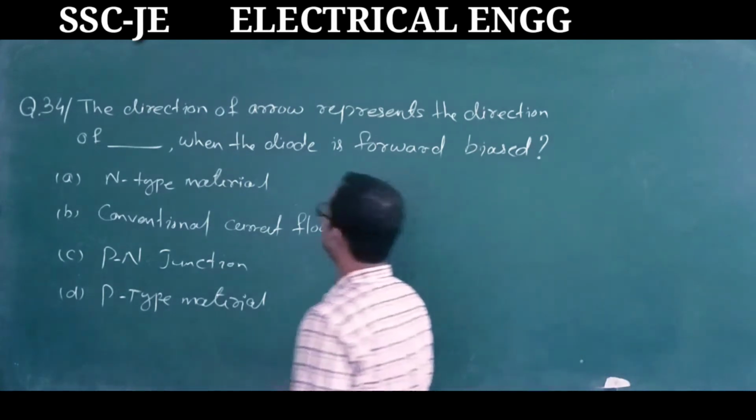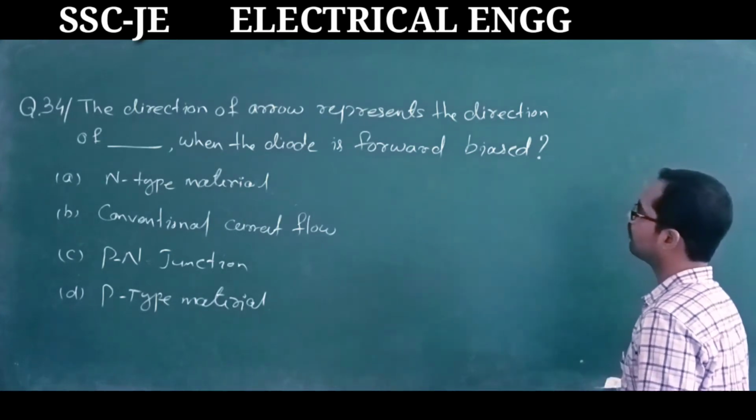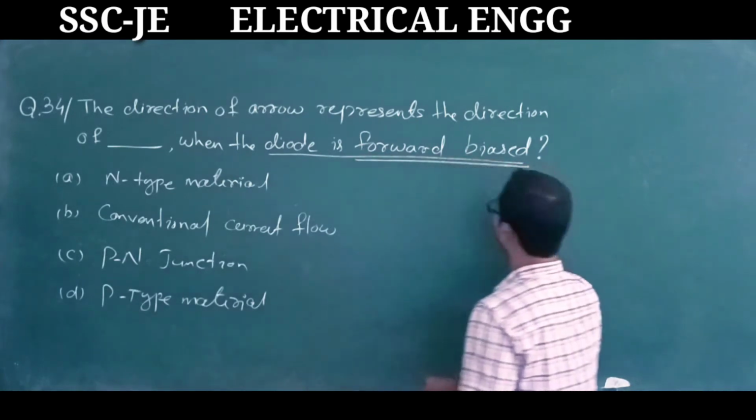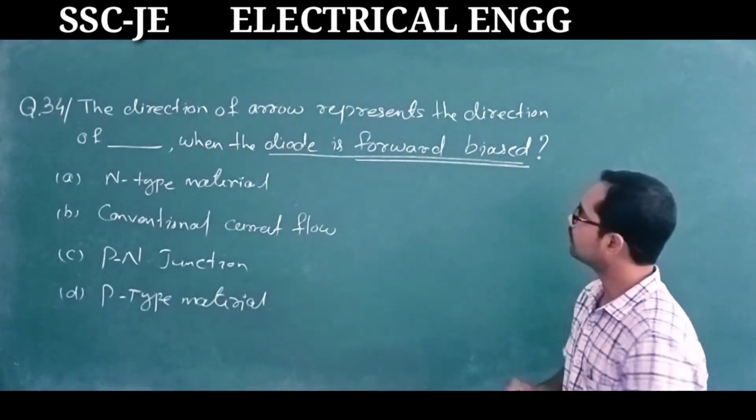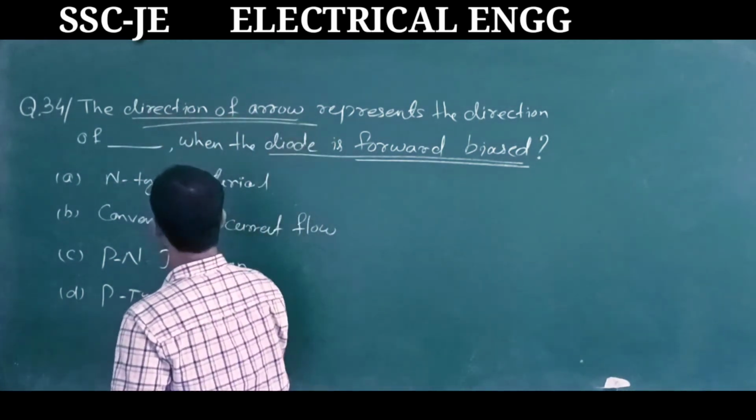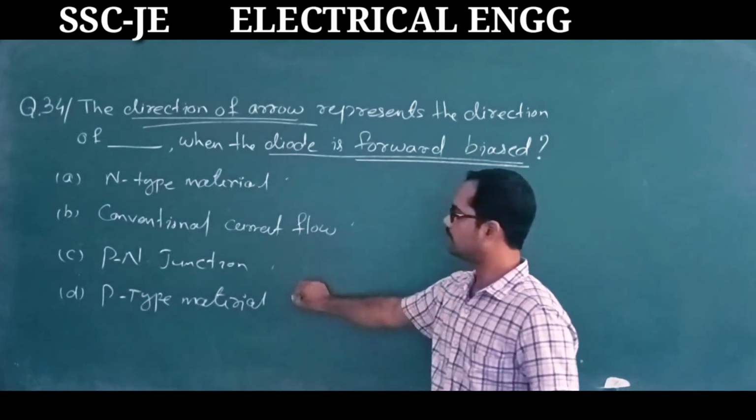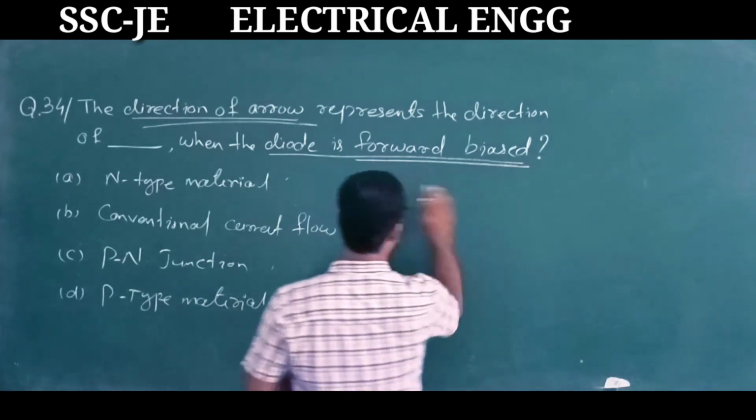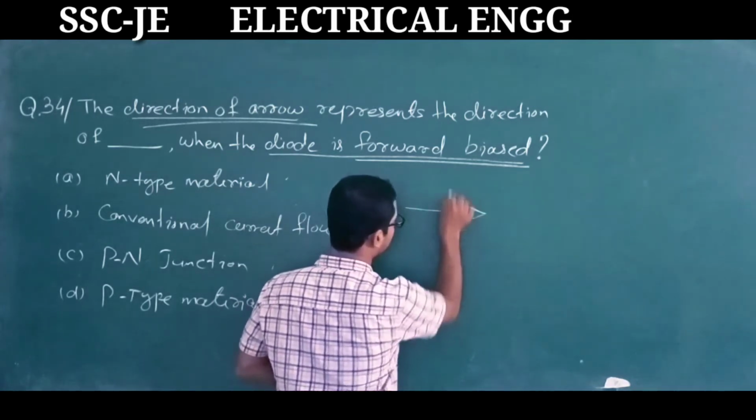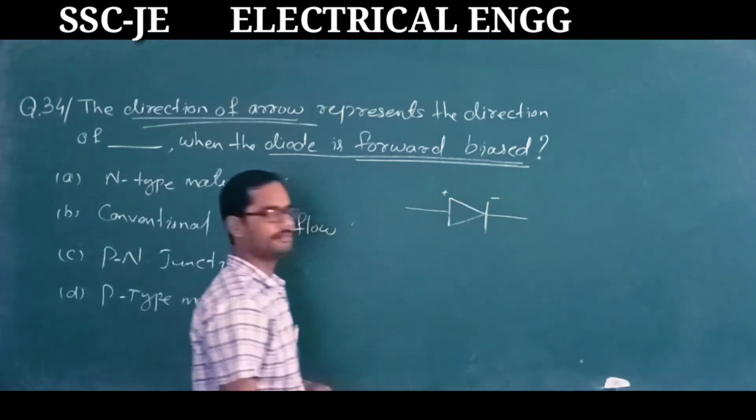The question is: the direction of the arrow represents the direction of dash when the diode is forward biased. So the condition is the forward bias condition of the diode. You have to say what the direction of the arrow is. The options are N-type material, conventional current flow, PN junction, then P-type material. First we draw the diode symbol. This is the diode symbol, and this is the positive and this is the negative terminal.